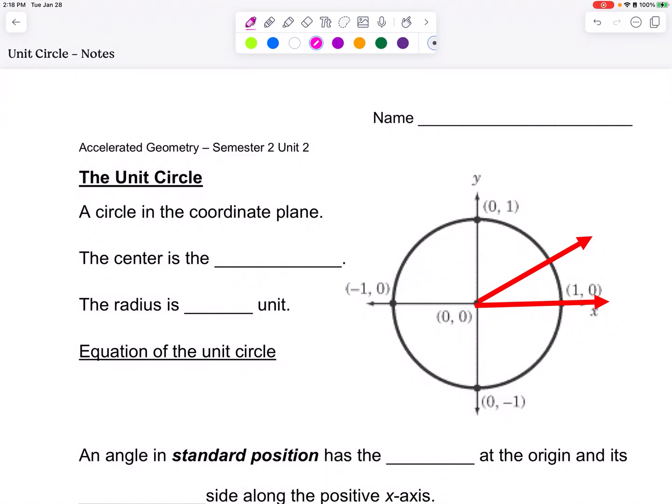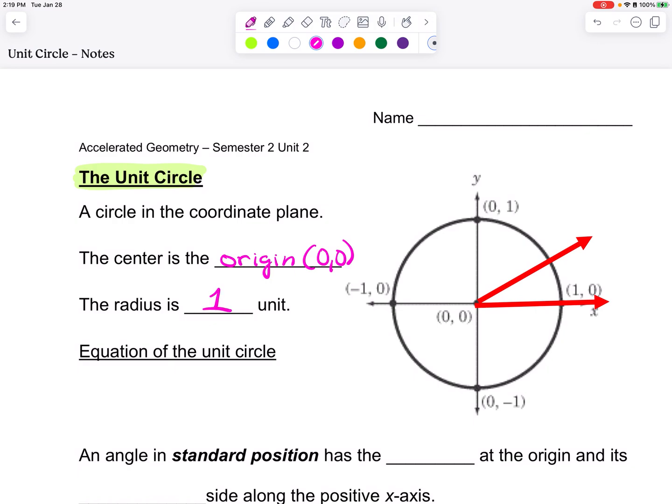Okay, today I'm introducing you to the unit circle. Look at the circle as you see in the picture. A circle in the coordinate plane is the unit circle. The center is at the origin, which you know is 0, 0. The radius is 1 unit.